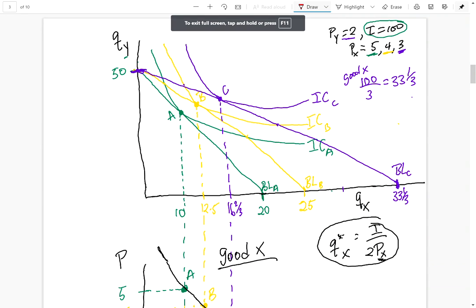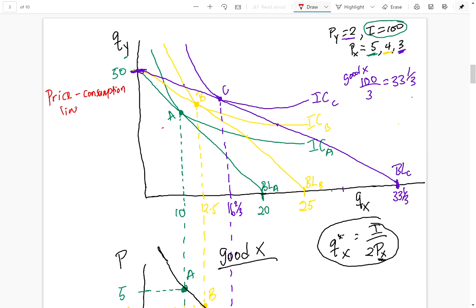Welcome back. In this video, we're going to talk about the price consumption line. Now, this is a line that goes through the optimal bundles at each price of good X and good Y. Right. We know that the optimal bundle is the point of tangency between the indifference curve and the budget line.